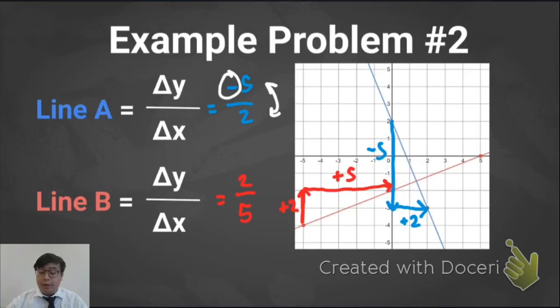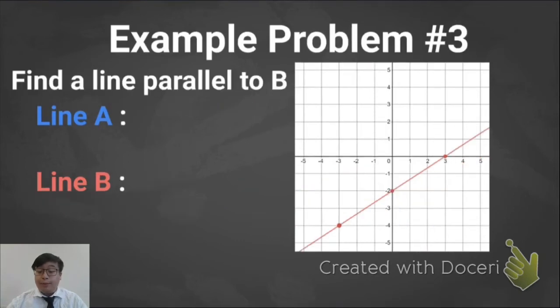So if that's how my two slopes are related, let's go over our third practice problem involving parallel lines. So here I want to write a line that's parallel to line B. So first I need to find the equation for line B.